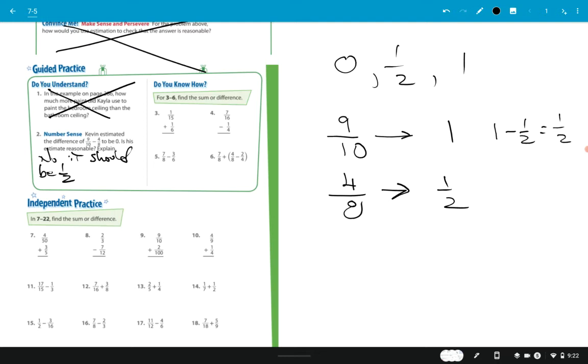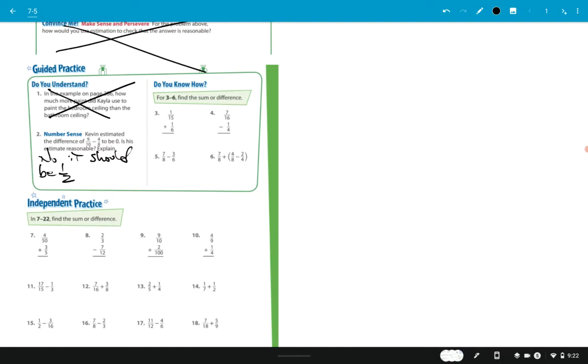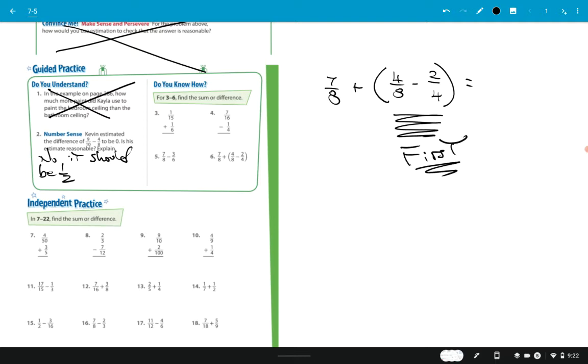Let's look at number 6 for a moment, you guys. Number 6, it's 7/8 adding, in parentheses, 4/8 minus 2/4 equals. Remember, this is important, you always do what's in the parentheses first. Always do what's in the parentheses first. Don't even worry about what's outside.